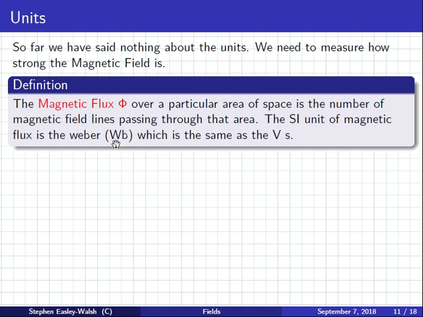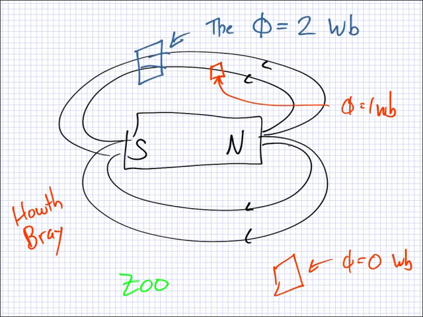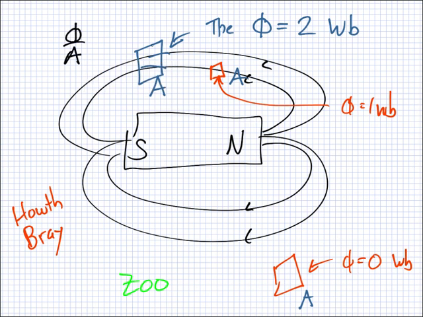The Weber is actually the same as volt second, but you don't need to know that. It's not very important for this course. Now, we have something called the magnetic flux density. You see this has an area, this has an area, and this has an area. If you do this divided by this, you get Webers per meter squared.